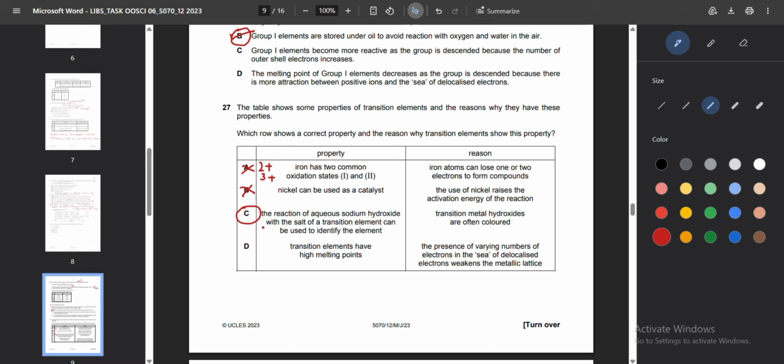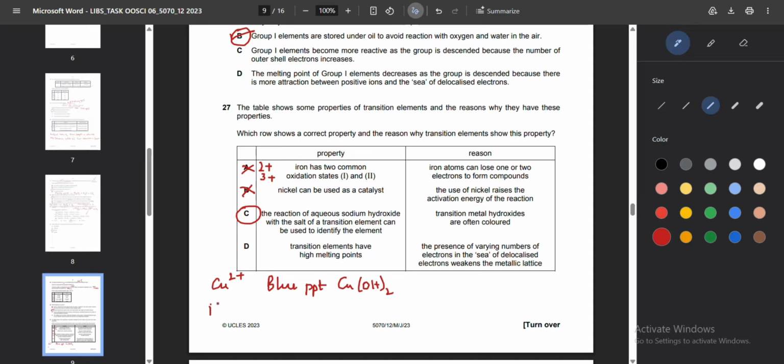These colored precipitates are used for identification, as well as whether they dissolve in aqueous sodium hydroxide or not. Both these properties are used to identify the transition metal ion. For example, copper positive 2 forms blue precipitates of copper hydroxide.